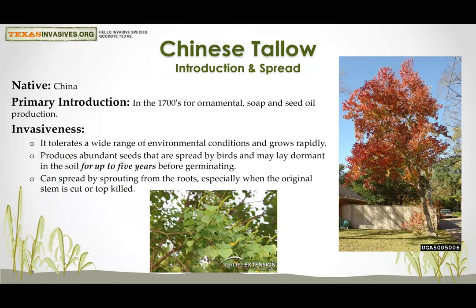So the first one is the Chinese tallow. And this tree has a significant advantage on us. It was brought over by colonists in the 1700s for ornamental purposes because it has beautiful foliage. I mean, it is the only tree in our area that changes colors for the fall, like the northeastern states would. So it was brought for ornamental use, soap, and seed oil production. Unfortunately, it can tolerate a wide range of environmental conditions. It grows rapidly.